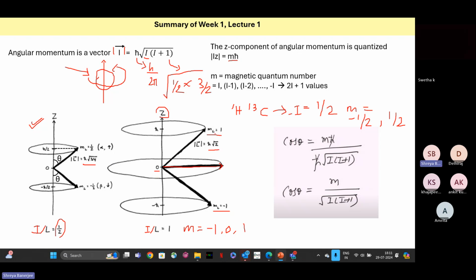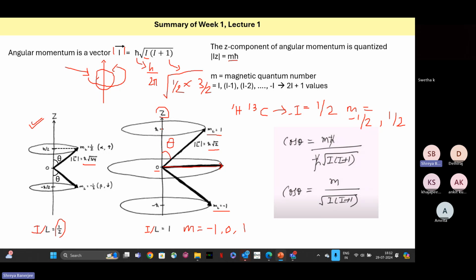So m is only determining the direction, but the magnitude is constant for all three because magnitude depends only on the value of I, which is common. So what is this direction? This direction is represented by an angle, which is here theta, which is the angle that the vector makes with the z-axis.